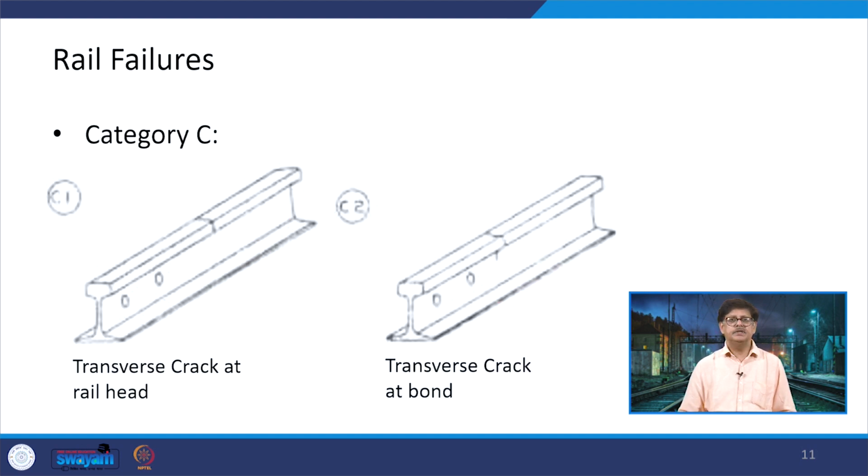There is a category C. In the case of category C, it is a transverse crack at the rail head. So, you can see the transverse crack is occurring here. It is going all along the width of the rail head, and then it is coming down also.